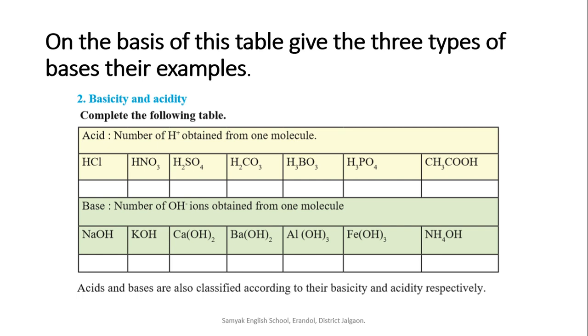Similarly, there are three types of bases: monoacidic, diacidic, and triacidic. So this is again the same chart with bases at the bottom. See how many OH minus ions these bases will produce. If you count, NaOH will produce 1, KOH will produce 1, calcium hydroxide will produce 2 OH minus, barium hydroxide will produce 2, Al(OH)3 will produce 3, iron hydroxide will produce 3, and NH4OH will produce 1 hydroxyl ion.